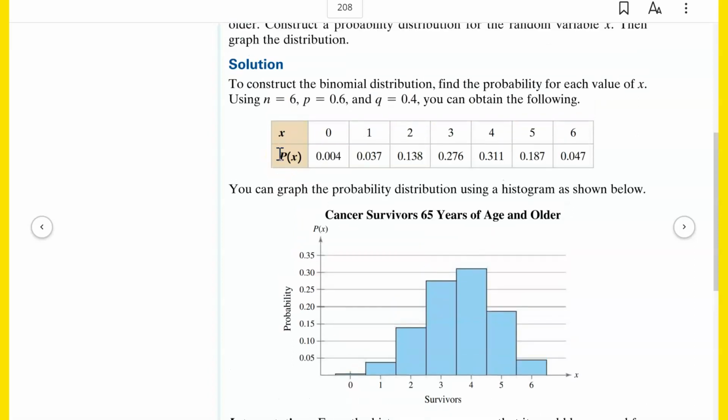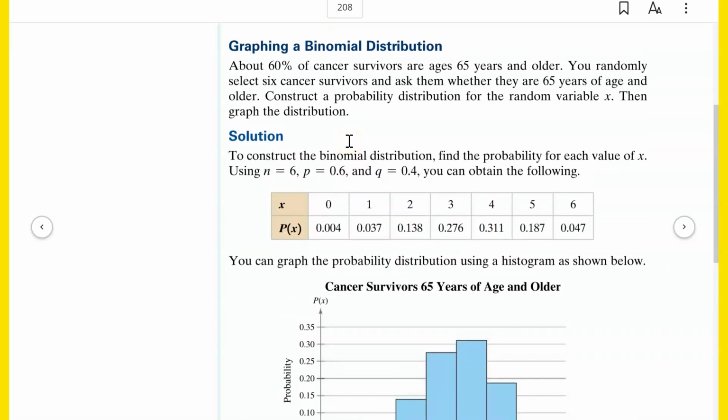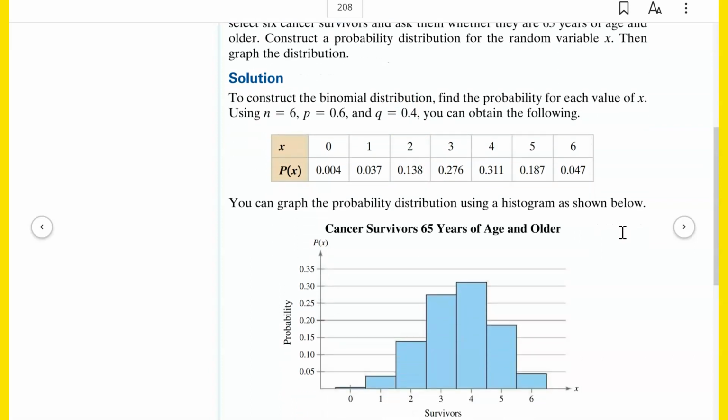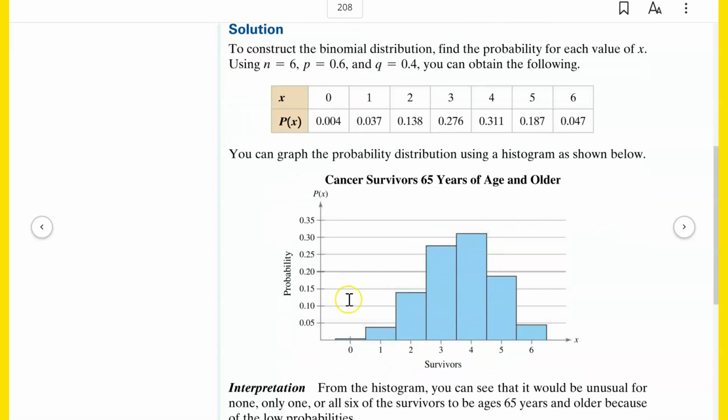All right, and the way that we do that is with the calculator again. I would put in the number of trials as 6. The probability of success on a trial would be 0.6, and x would be 0. And I would get that answer. And then I'd change x to 1, and I would get that answer. I would change x to 2, and I would get that answer, and so on until I finished all of the possibilities. Then to graph it, you would construct a graph like this with an x and a y axis.